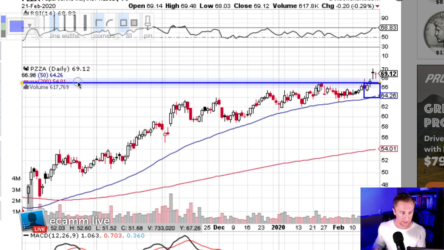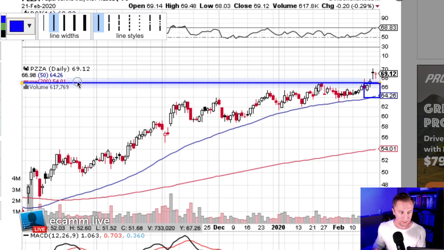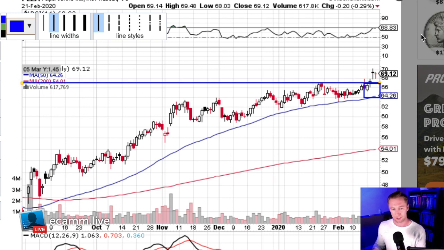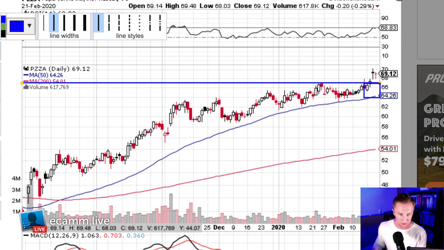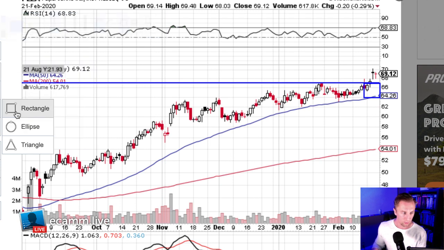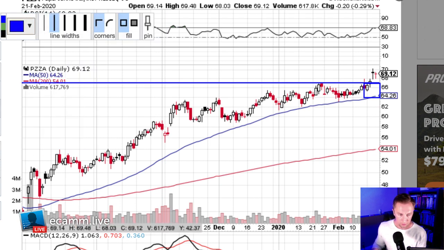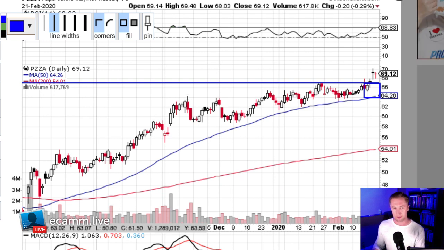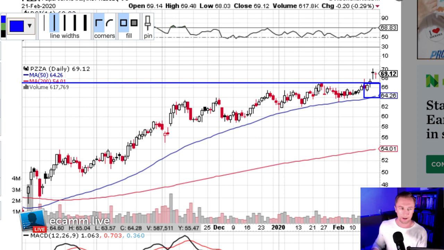It could be back testing $67 basically, and then moving more to the upside. And I'm checking the volume here too. On the breakout day of that previous support, it wasn't huge volume, but it was bigger than average. So this could be the start of something bigger, in my opinion. Nice work.